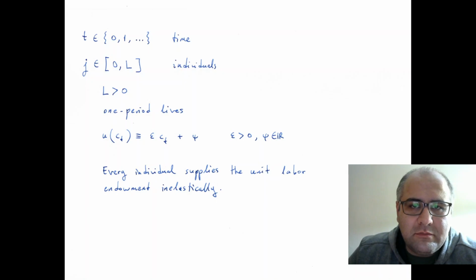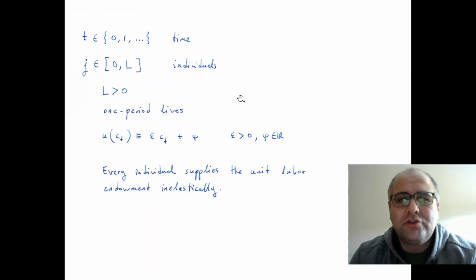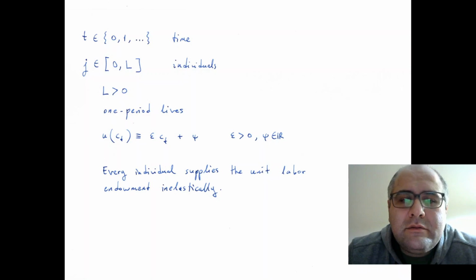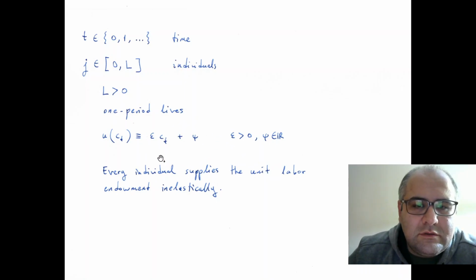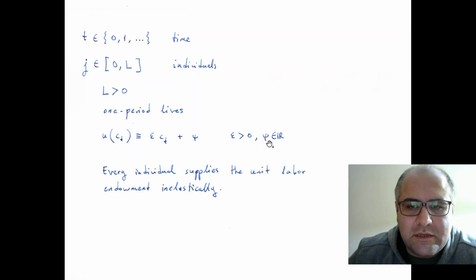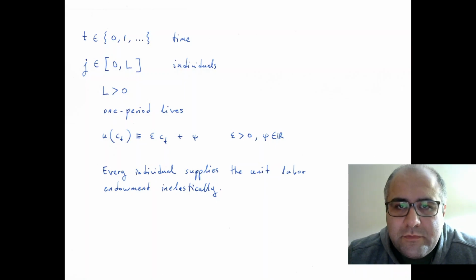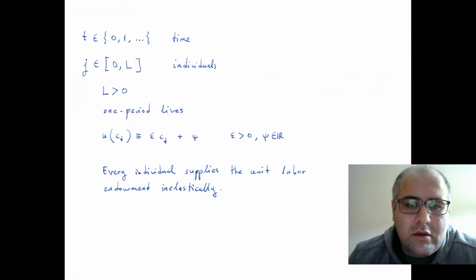Also different from the product variety model, we simplify the preferences in this way. The agent's lifetime utility in this case will depend on consumption, but it will be a linear function of consumption. So in that sense, these individuals are risk neutral, and that could be any affine function that increases in consumption. So epsilon is greater than 0, but psi could be any real number. And we assume that every individual supplies labor to the labor market. Everybody works and has a unit endowment of labor, so the total labor supply would be L, as in the earlier models.